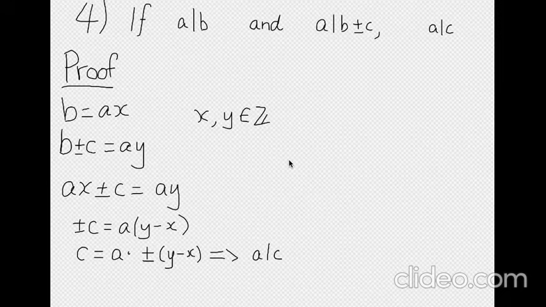The fourth property says that if a divides b and a divides b plus or minus c, then a divides c. The proof says that since a divides b, b equals ax, and since a divides b plus or minus c, then b plus or minus c equals ay, where x and y are integers. Substituting the first equation into the second, we get ax plus or minus c equals ay. By moving ax to the right side and factoring, we get plus or minus c equals a times the quantity y minus x. By moving the plus or minus sign to the right side, we get c equals a times plus or minus y minus x, which leads to a divides c, since y minus x must be an integer.